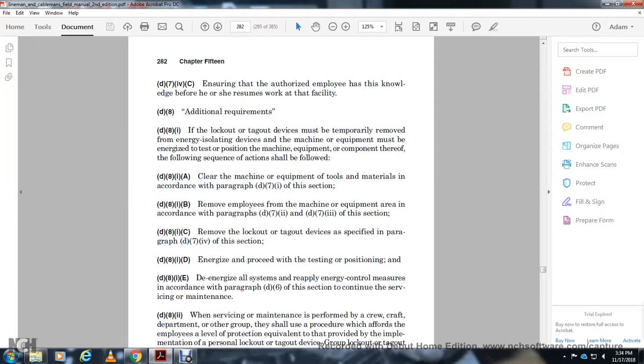Remove the lockout and tagout devices as specified in paragraph D7-4 of this section. Energize and proceed with the testing or positioning. De-energize all systems and reapply energy control measures in accordance with paragraph D7 of this section. Continue with the servicing or maintenance.